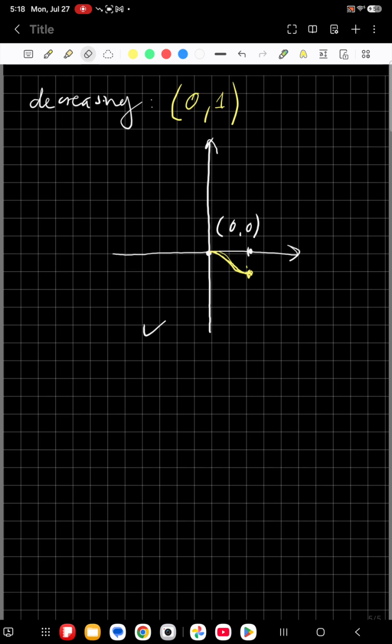I wish I knew how to undo this, but I'm sure it's not difficult. Anyway, so let me redo that function.